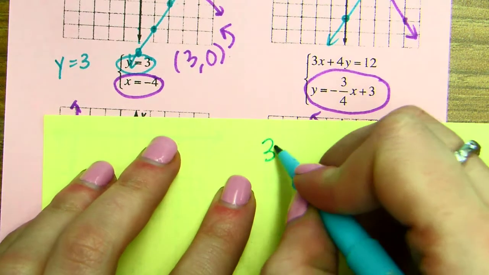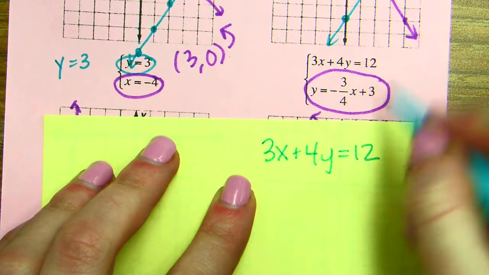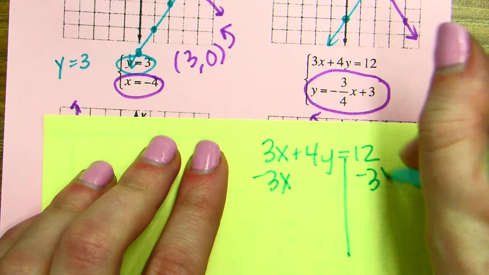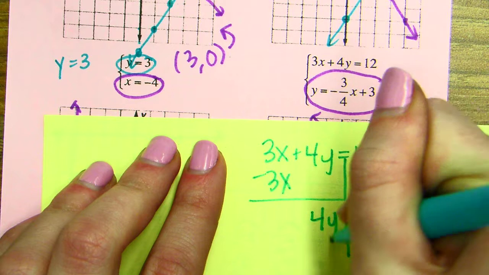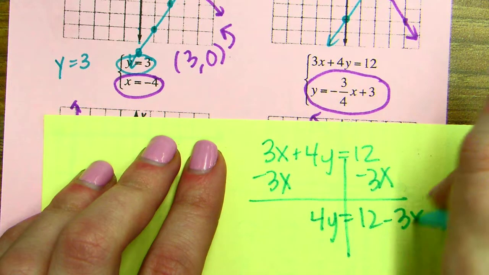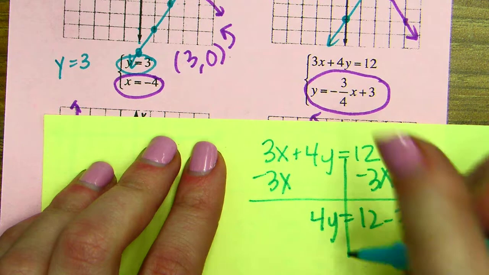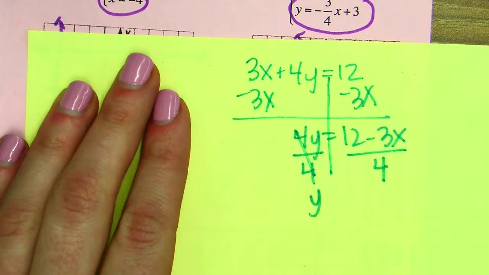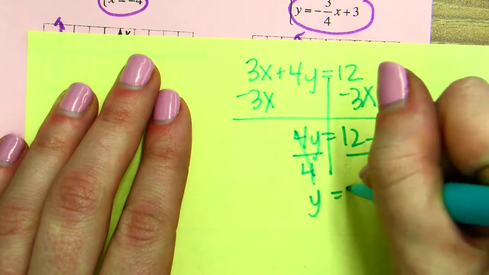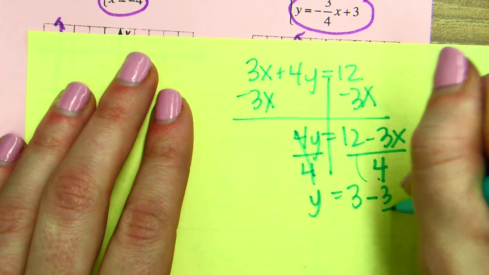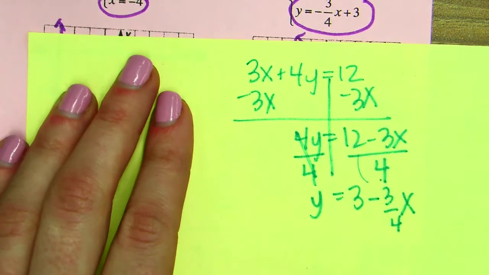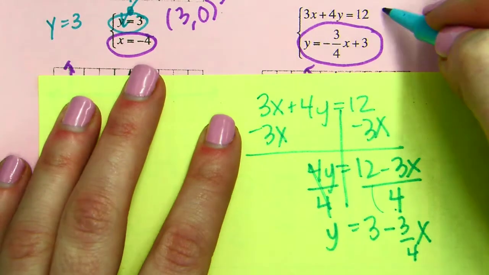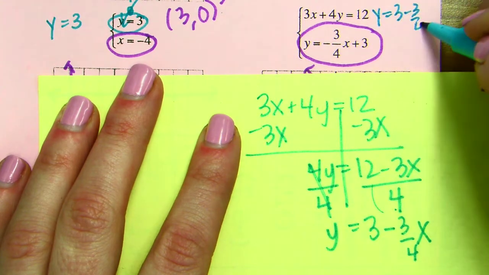So we have 3x plus 4y equals 12. I need to get the y by itself. So I'm going to start by subtracting 3x from each side. So I have 4y equals 12 minus 3x. Those aren't like terms, so I can't combine them. Then I'm going to divide by 4 on both sides to get the y by itself. So I have y equals 12 divided by 4 is 3, and I'll leave this part as a fraction, so minus 3/4 x. So that's my new equation in slope-intercept form: y equals 3 minus 3/4 x.